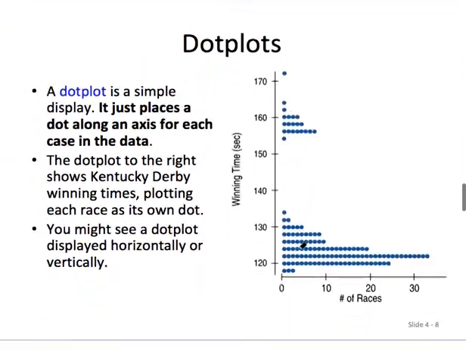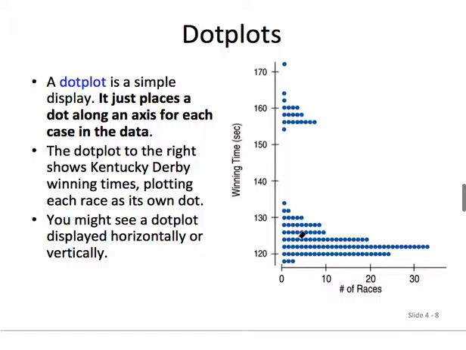Another type of graph with quantitative data only are dot plots. And a dot plot is a very simple display. It places a dot along the axis for each case in the data. So here are the number of races that we have, and I should say that the dot plot shows the Kentucky Derby winning times, plotting each race as its own dot. Each one of these little dots is the winning time at a Kentucky Derby. Okay, so there goes all the way up to, must be like 33. You just put the dot for however many races there were.